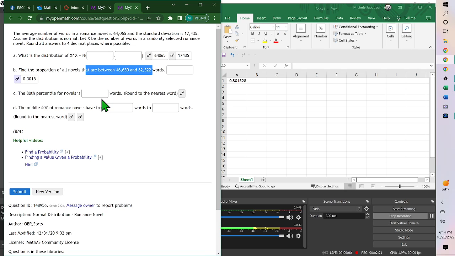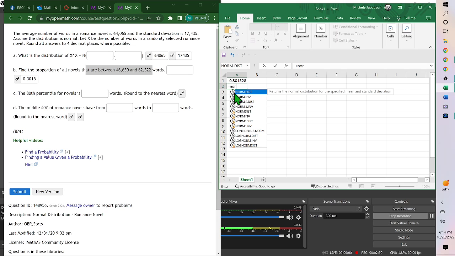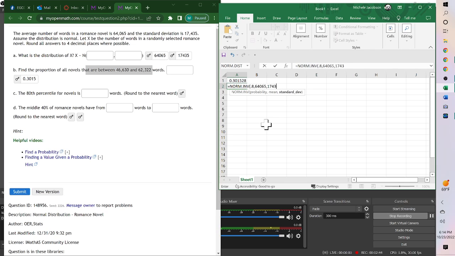The 80th percentile means 80% is below it, and we're looking for the value. So it's equal norm, but it's inverse because we're given the percent. We put the percent below, which is 0.8, the mean, standard deviation, and you don't need the 1 when you're using the inverse. And there's your value.